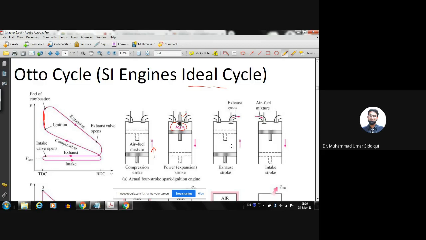And then later on, the exhaust valve opens, and the piston moves back up, and while the piston is moving back up, the exhaust gases go out. Once the exhaust gases are gone, the piston moves back down, and new air fuel mixture is added into the cylinder. So these are basically the 4 strokes in case of an Otto cycle.